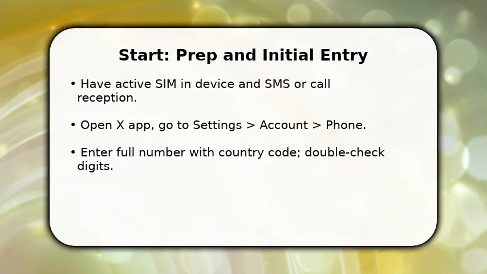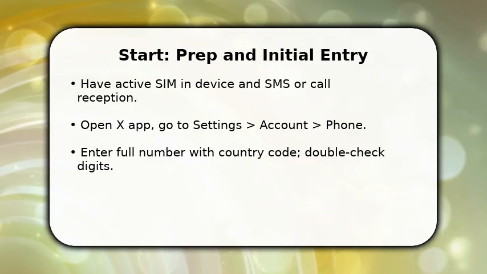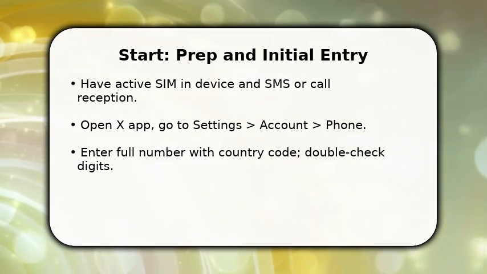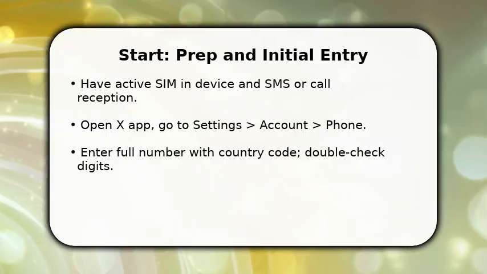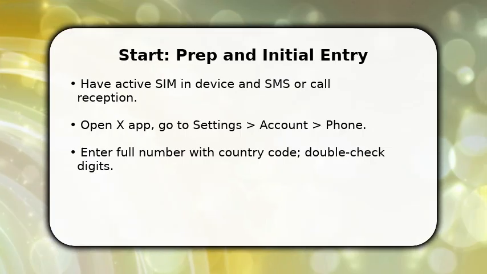You start by confirming the SIM is active and can receive SMS or calls. This prevents delays. Open the X app, tap Settings, then Account, then Phone. Enter your number with the country code. Do not omit the plus or leading 0. Once done, tap Send Code.